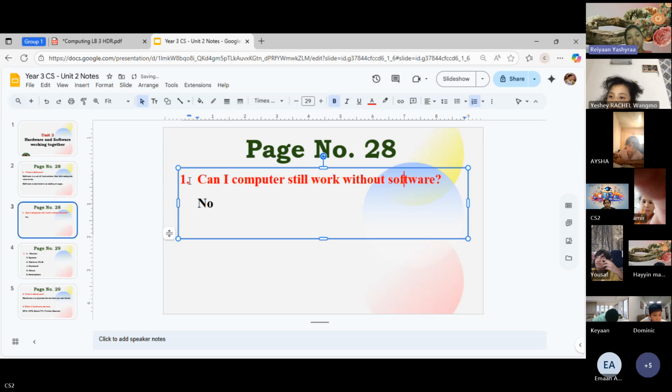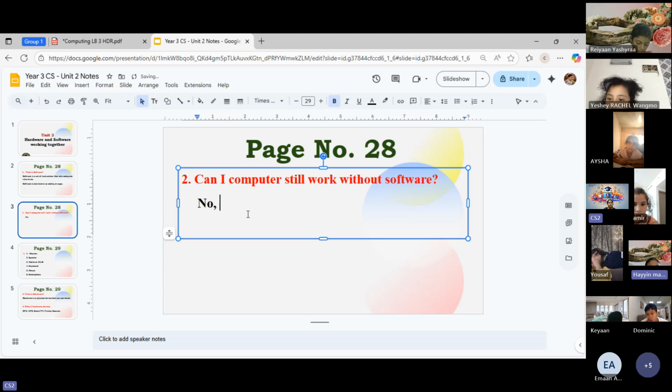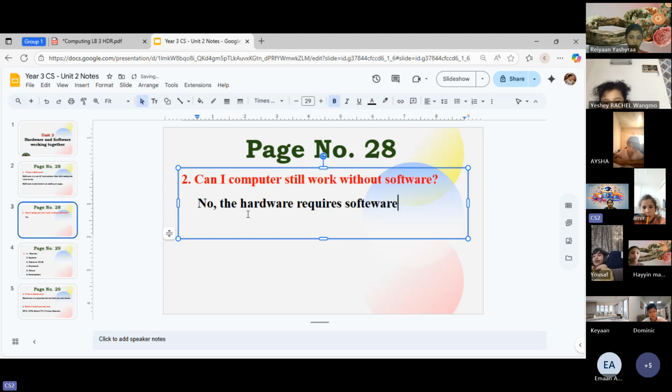Teacher, this is also question number 1. Wait, this is question number 2. No, the hardware requires software to run. Okay, the answer is no, the hardware requires software to run.